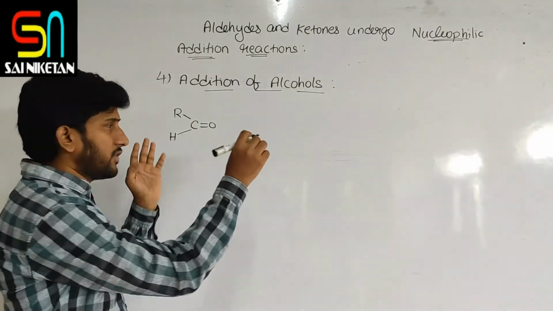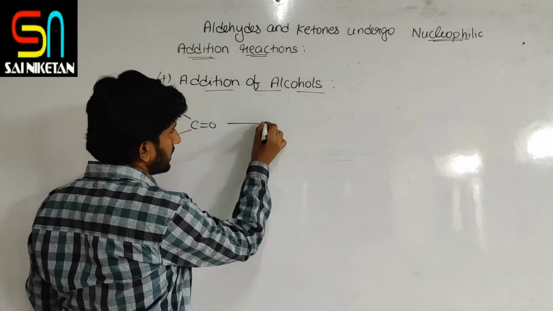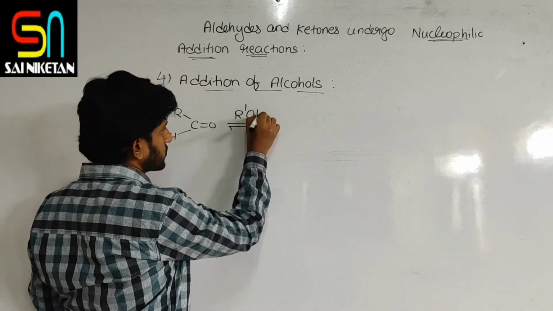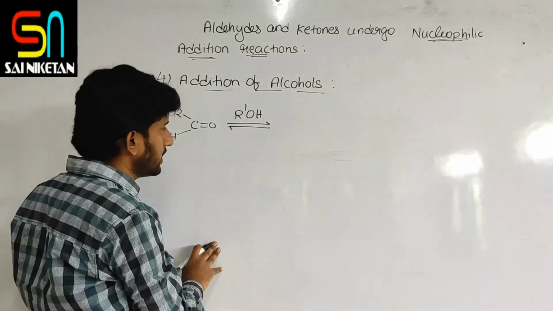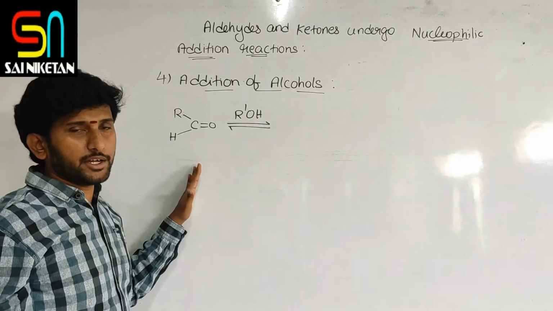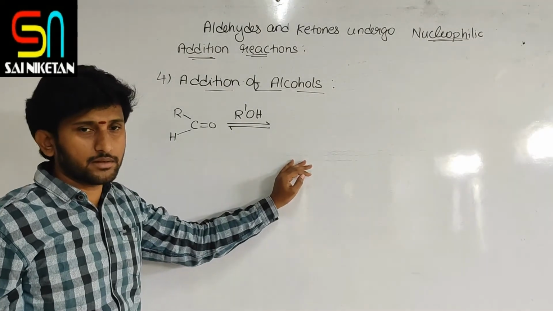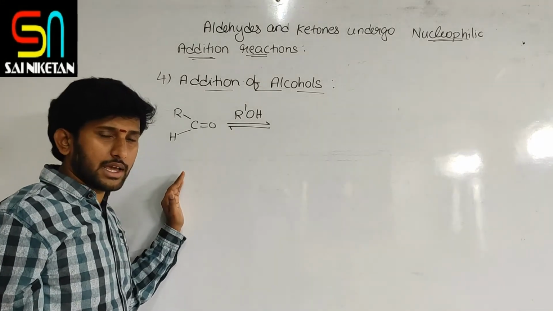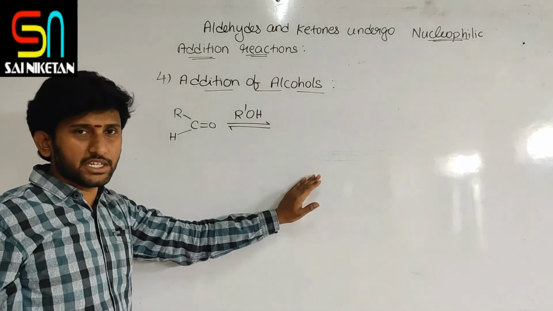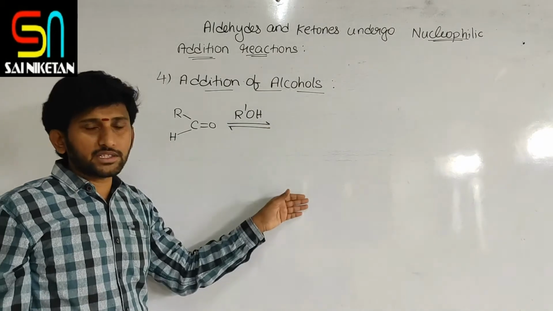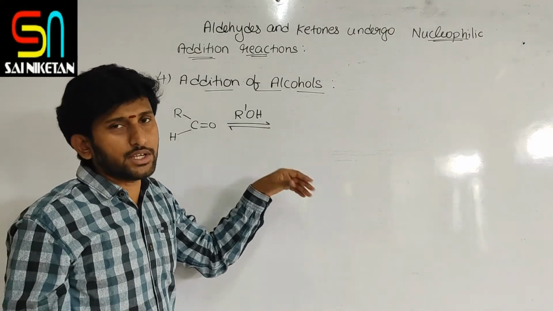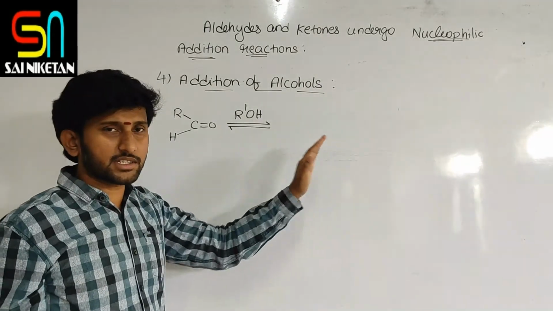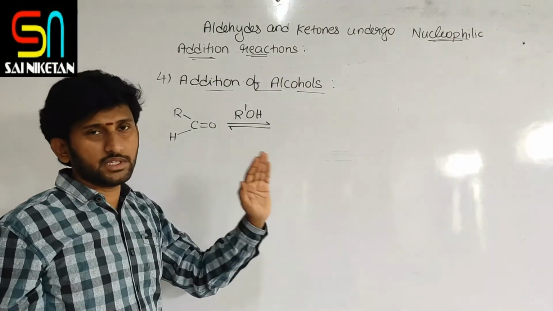When 1 mole of alcohol, I am writing R dash OH, reacts with aldehyde, it produces hemiacetal. Similarly, when 1 mole of alcohol reacts with ketone, it produces hemiketal. And if the same reactions continue with 1 more mole, then aldehydes form acetals, ketones form ketols.